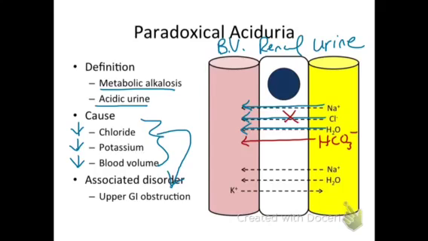Also, in the drive to retain water, the tubular cells resorb sodium in exchange for potassium, and water follows sodium. However, if there is a total body depletion of potassium, then hydrogen ions exchange for sodium instead of potassium. This also worsens the metabolic alkalosis by the excretion of more of these hydrogen ions. And so, paradoxical aciduria is actually a severe form of metabolic alkalosis.